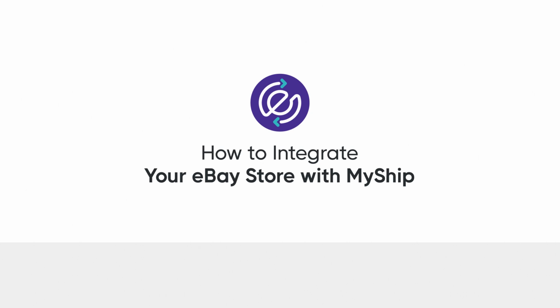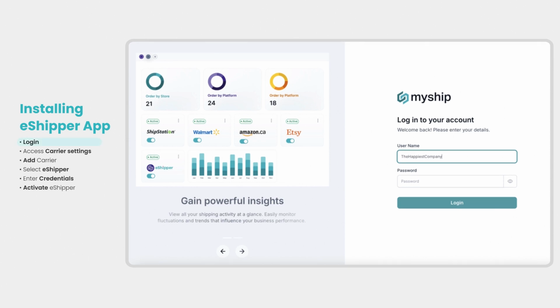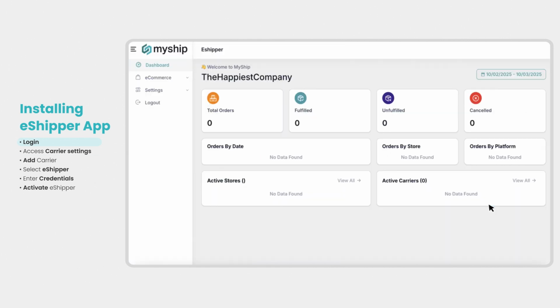Let's get started. First, head over to MyShip.ai and log in with your eShipper credentials. Just enter your email and password, then click Login. Easy. Now, go to the Settings menu. From the drop-down, select Carrier Settings.